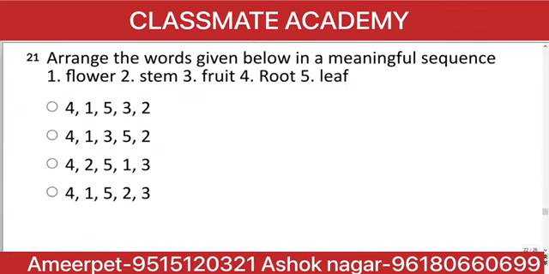Next, logical order. Try to arrange it. Flower, stem, fruit, root, leaf. From the bottom we will take, first we start with root, then followed by stem, then followed by leaf, after that flower, and then from there root. So 4, 2, 5, 1, 3 is the answer.